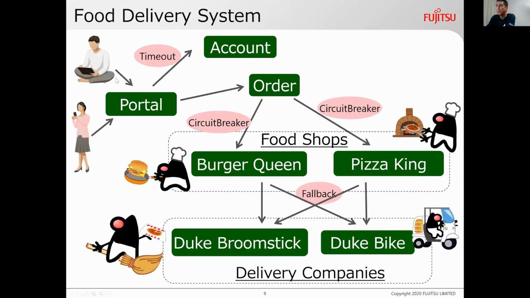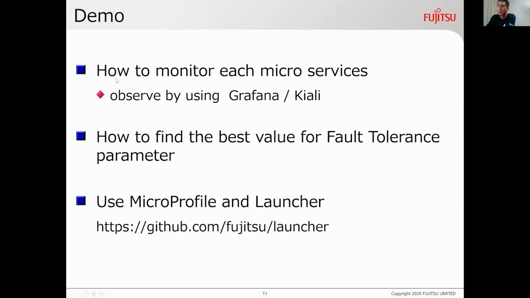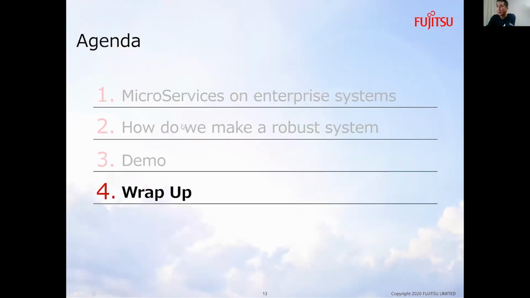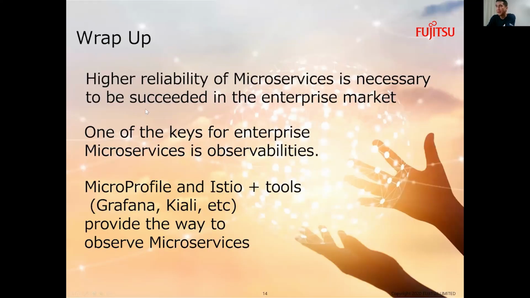So, wrap up. Higher reliability of microservices is necessary to succeed in the enterprise market. And one of the keys for enterprise microservices is observability. MicroProfile and Istio and some tools such as Grafana and Kiali provide a way to observe microservices. And this is the end of my presentation. Thank you very much.